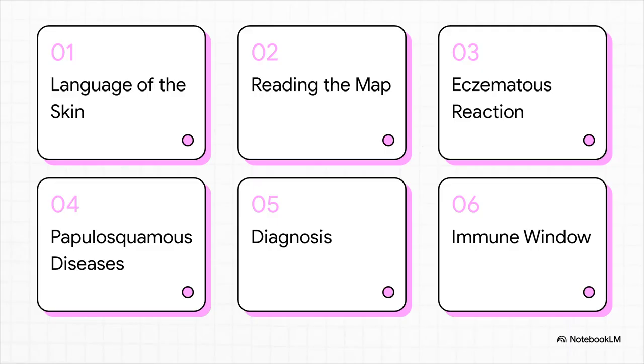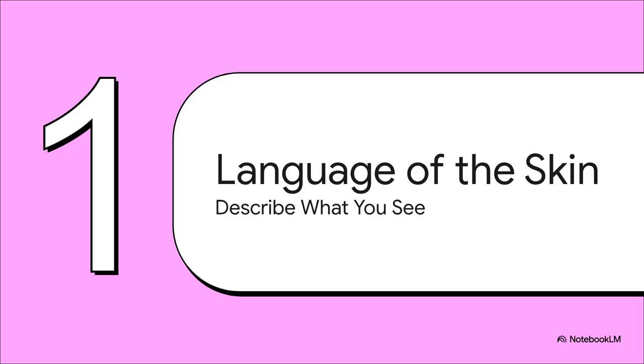Okay, so here's how we're going to break this down. Think of it as our roadmap. First up, we need to learn the basic lingo, the language of the skin. Then, we'll figure out how to read the map, which is all about where the rash shows up. After that, we'll dive into two really common patterns. And finally, we'll talk about how you actually lock in a diagnosis and connect it all back to the big picture of immunology. All right, section 1, the language of the skin.